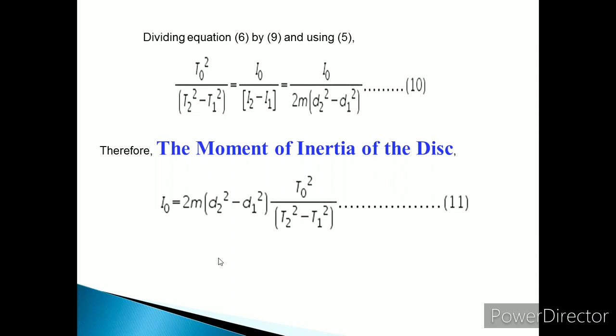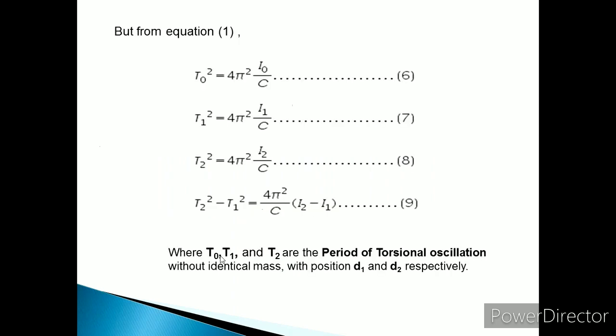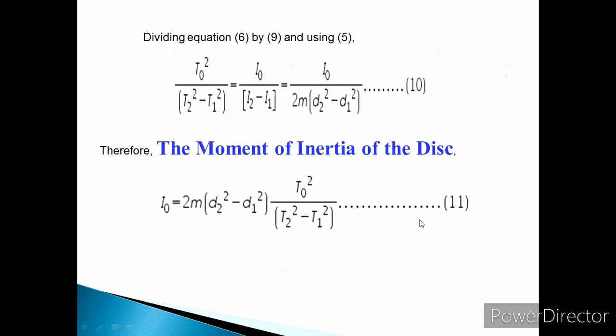Therefore, from the previous equations 6, 9 and 5, dividing equation 6 by 9, here this is equation number 6, this is equation number 9, this is equation number 5. Based on the three equations, dividing equation 6 by 9 and using 5, we get T0 square divided by T2 square minus T1 square is equal to I0 divided by I2 minus I1, that is I0 divided by 2m into D2 square minus D1 square. This is represented as equation number 10.